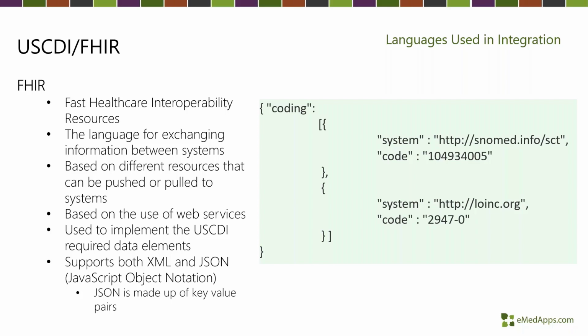So on the right-hand side here, I've got a snippet of a JSON element that basically transmits codes that are being used. So again, it's a key value pair. In this sense, I've got a key called coding. The value of that is an array, so I'm passing multiple codes in there. And each of those array elements is a combination of a couple of key value pairs, the coding system and the code value. And then there's the actual data available to me here.